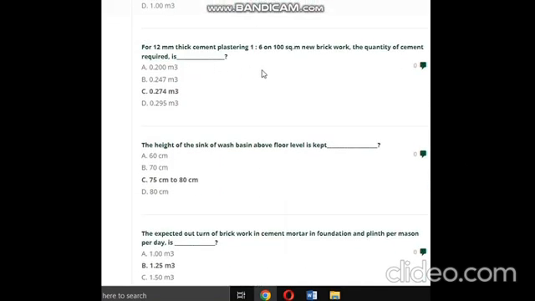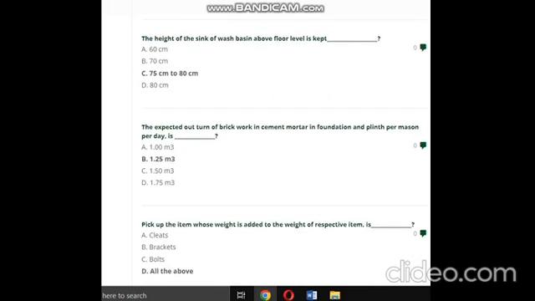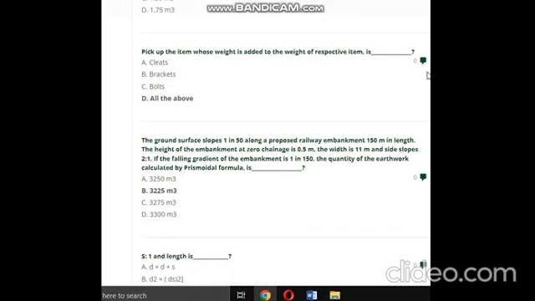If 12 mm thick cement plastering 1:6 on 100 square meter new brick work, the quantity of cement required is 0.274 meter cube. The height of sink of wash basin above floor level is kept 75 centimeter to 80 centimeter. The expected outturn of brick work in cement mortar in foundation and plinth per mason per day is 1.25 meter cube.